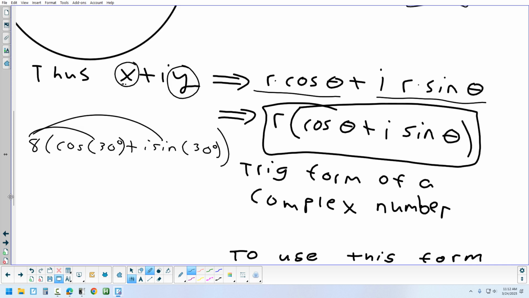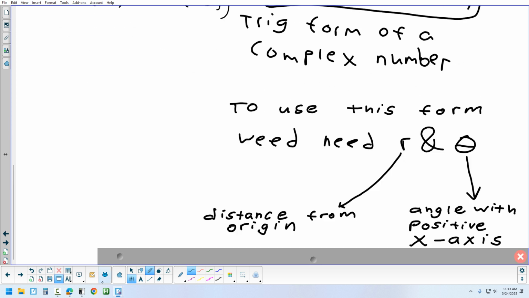So to use this form, you don't have an x and a y in it. What are the two letters that you do have? Well, those are functions. What are the two variables you have? Remember, i is not a variable. i is a number. r and theta. r and theta are the two variables. So you need to be able to figure both of those out.